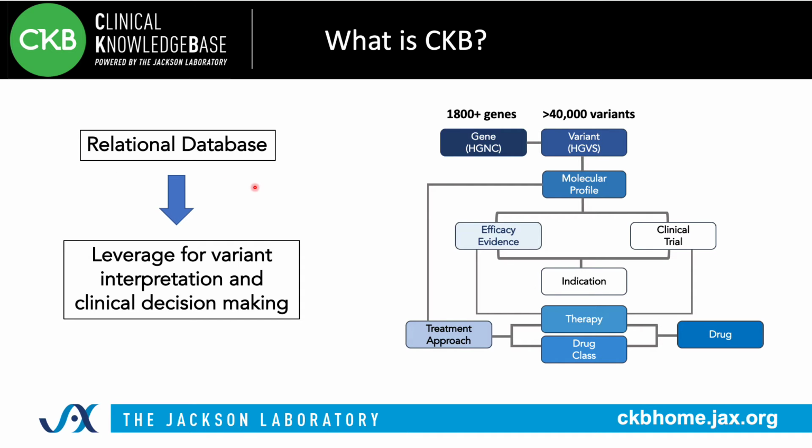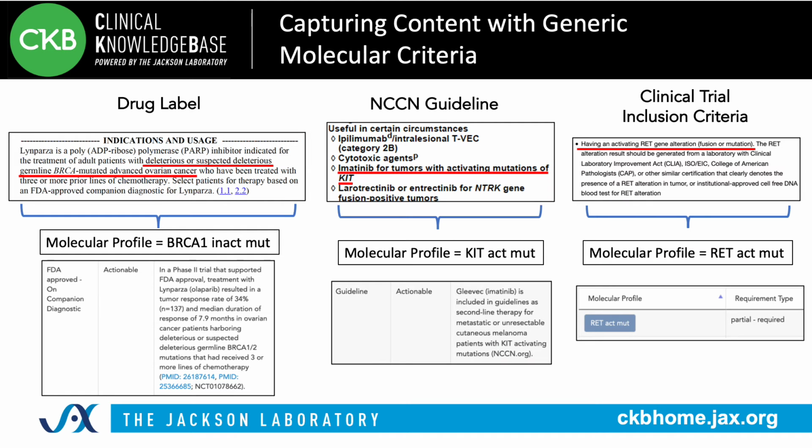CKB is a relational database that can be used for genomic variant interpretation and aid as a resource for clinical decision making. It contains entities that are linked together, such as genes, gene variants, therapies, and indications. It contains controlled vocabulary and standardized ontologies, which results in uniformity and thereby reduces the complexity for searching and interpretation. Within CKB, you can find evidence that pertains to a molecular profile, indication, and therapy.